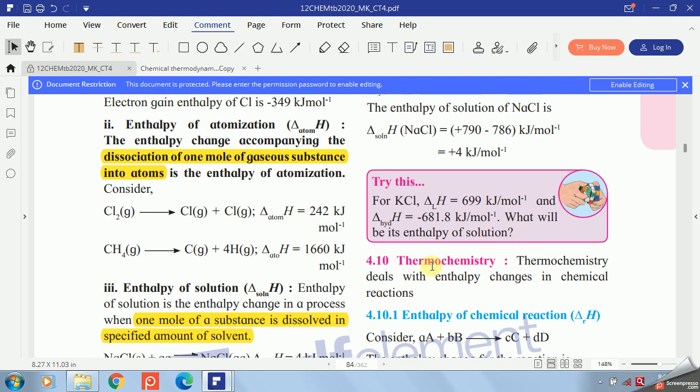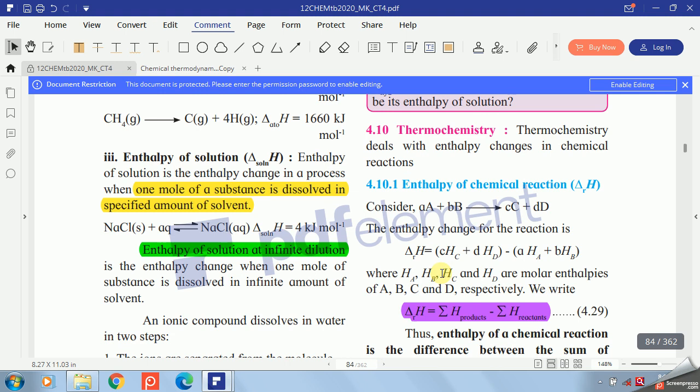Then thermochemistry. The next part is thermochemistry. Thermochemistry deals with enthalpy change in different chemical reactions. So let us consider the reaction: a moles of A plus b moles of B gives c moles of C plus d moles of D.